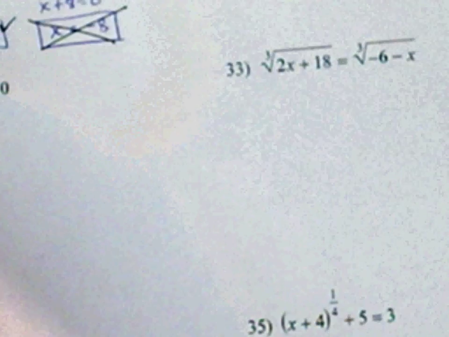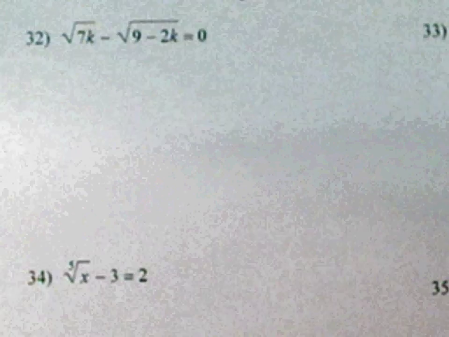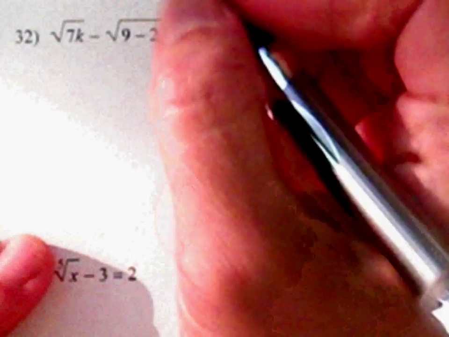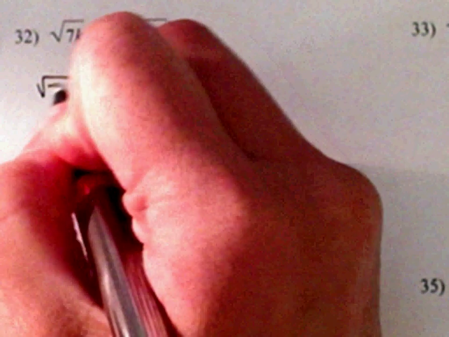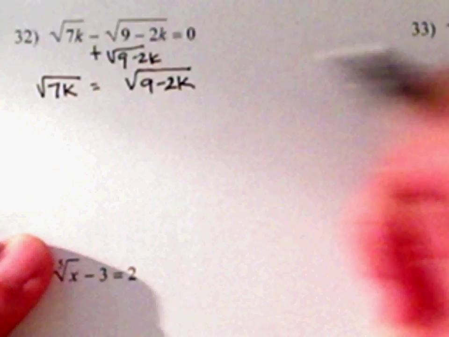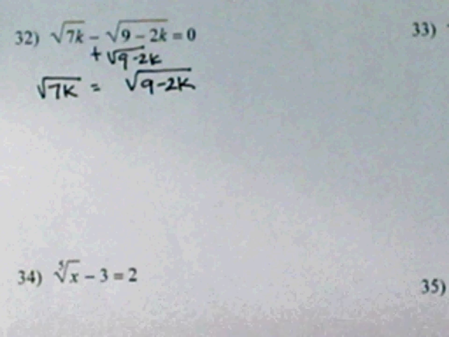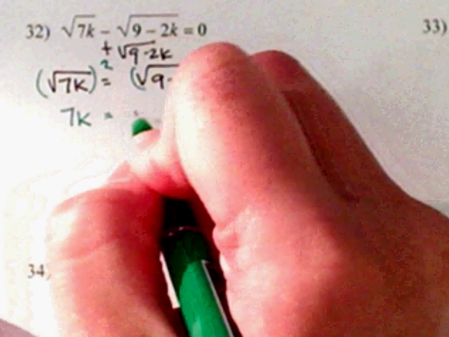On number 32, now I'm going to move one of them over. So, plus square root of 9 minus 2k. What you do to one side, you do to the other. So you got 7k is equal to square root of 9 minus 2k. Well, they both got a square root, so how are you going to get rid of a square root? You're going to square both sides. And when you square both sides, guess what you have? 7k is equal to 9 minus 2k.